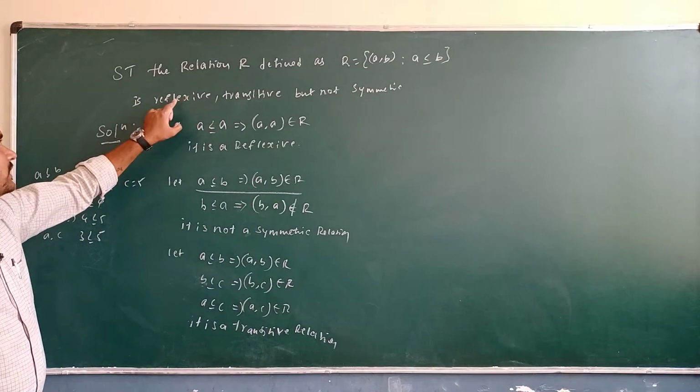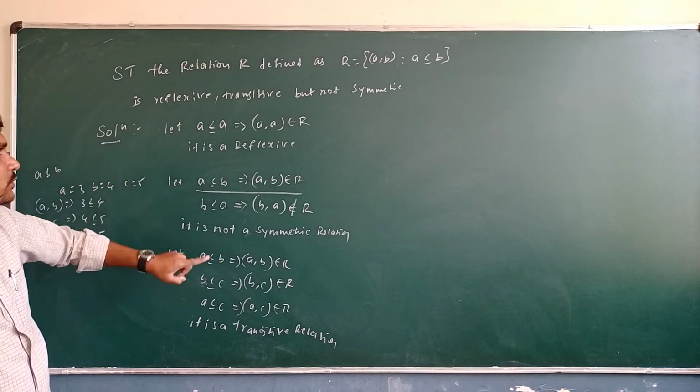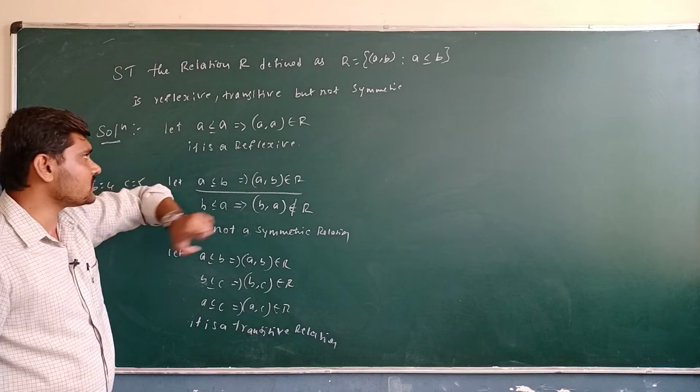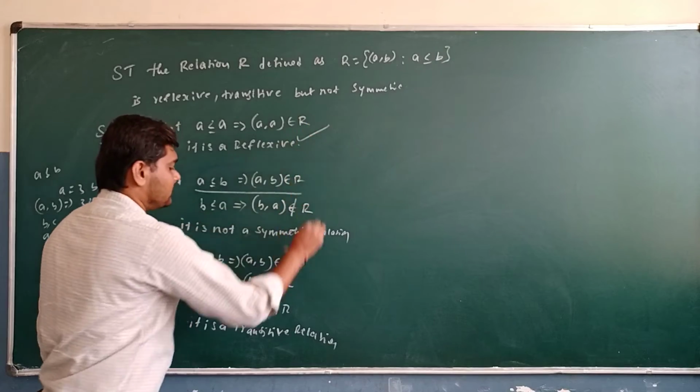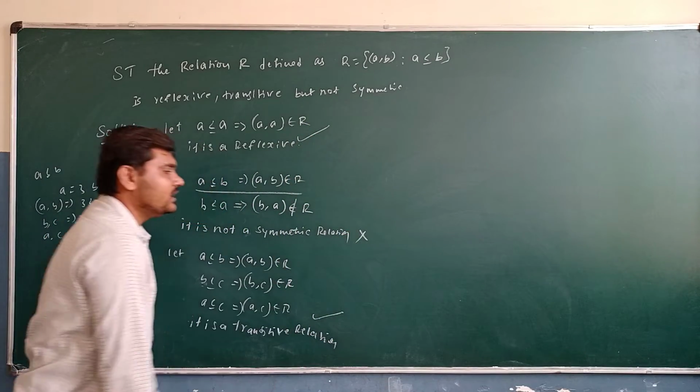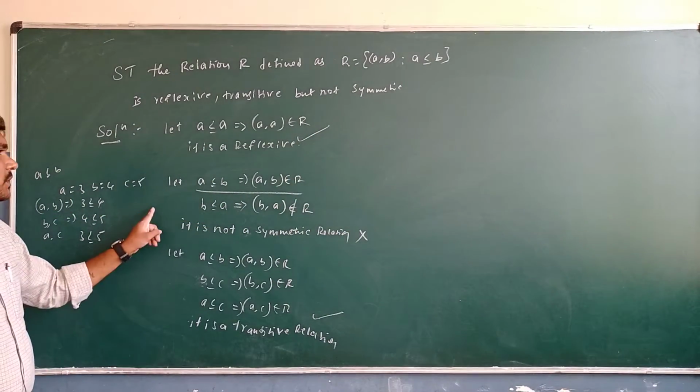So here we need to verify it is a reflexive relation, or we need to prove that it is a reflexive relation, it is a transitive relation, but not a symmetric relation. We have mentioned that it is a reflexive relation, it is a transitive relation, but it is not a symmetric relation. Okay, just pause it and note it down.